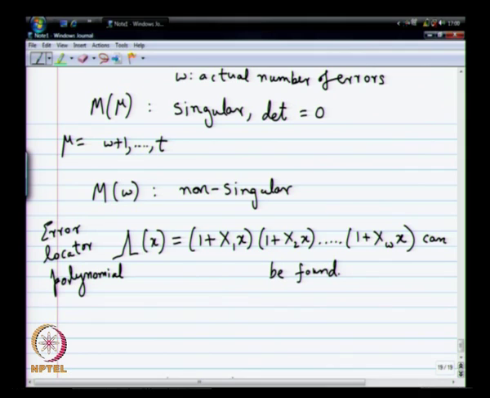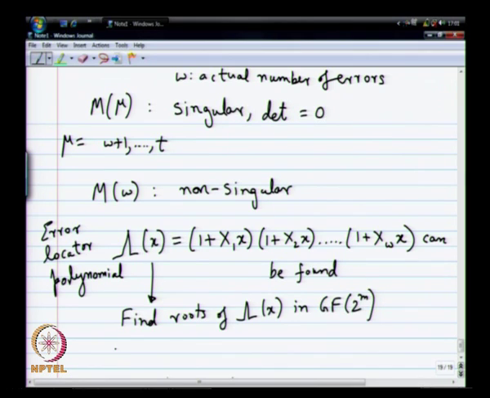So, once you find it, what should you do? What is the next step in the PGZ decoder? Find roots of lambda of x in GF(2^m). That is important in this field, not in any other field. You find roots of lambda of x in GF(2^m). What should happen is, you should get W distinct, non-zero roots. It is very important.